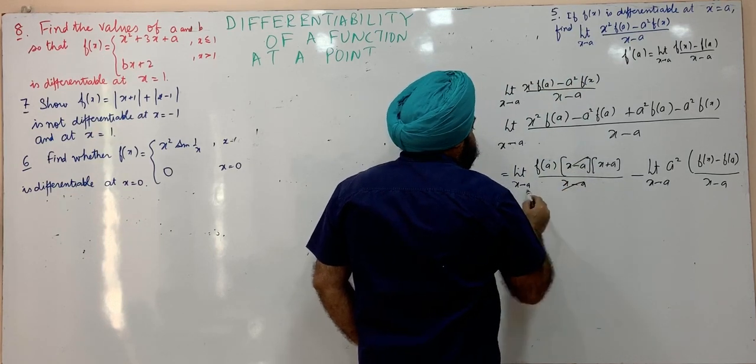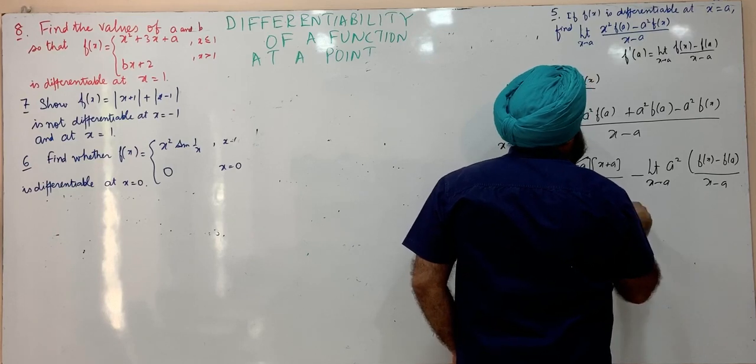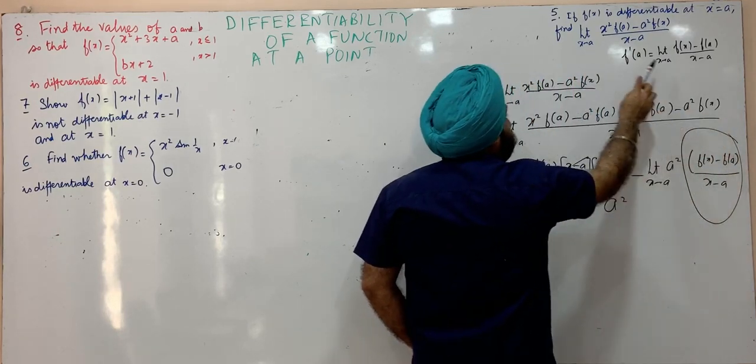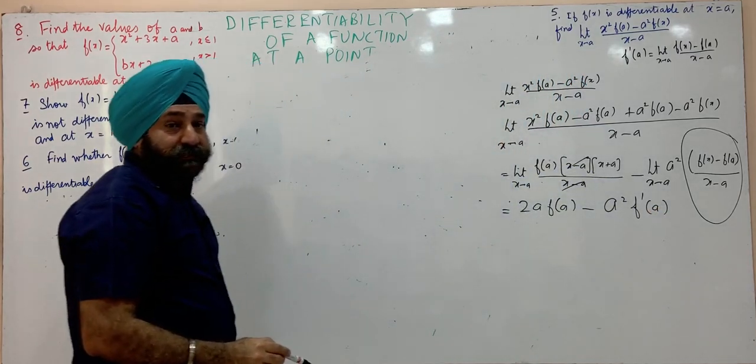So you can see that this expression is here now. Putting x equal to a, we get 2a f of a minus a square. This can be written as f dash of a. This is f dash of a. So this is the answer.